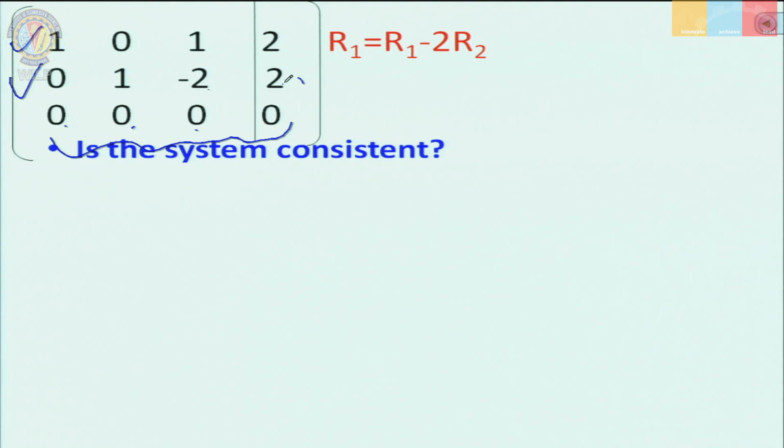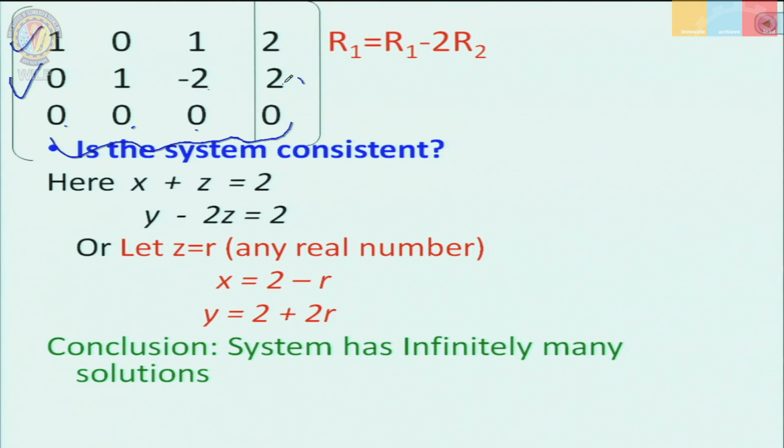Let me see from here. Of course, the system is consistent, and in place of x1, x2, x3 we are using x, y, z. So, from the second equation we get y minus 2z is equal to 2, and from the first one we get 1 into x plus 0 into y plus 1 into z is equal to 2. So, x plus z is equal to 2, y minus 2z equals 2. Look at here, z is a free variable, z can take any value. Suppose z is equal to r, any real number; therefore, x we can write as 2 minus r, and y is equal to 2 plus r. So, r is any real number, and for every value of r, you will get x and y. So, see that you are going to get an infinite number of solutions.